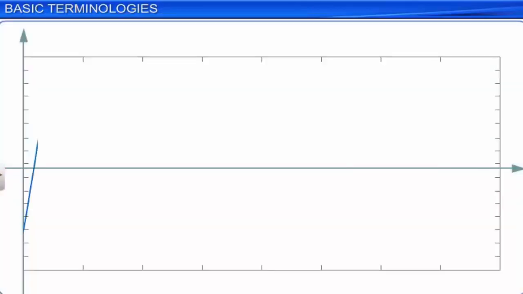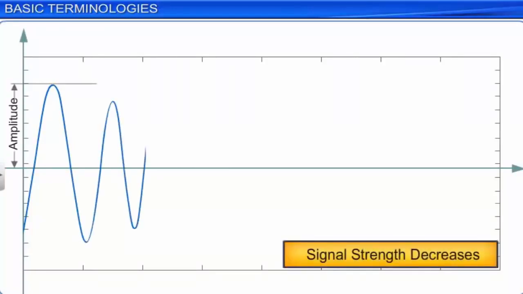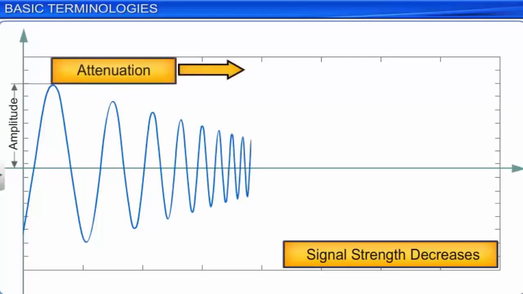Signals are transmitted as waves, and their strength depends on their amplitude. Signals lose their strength during transmission through a medium. This loss of strength of signal while propagating through a medium is called attenuation.